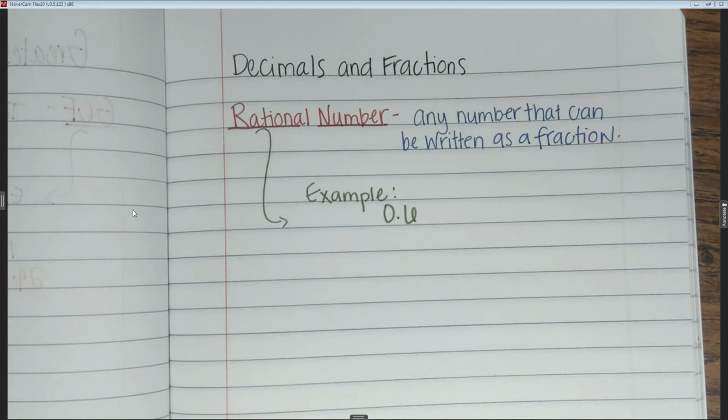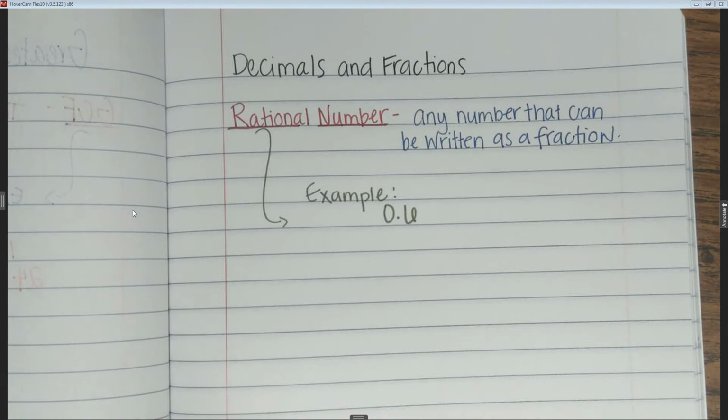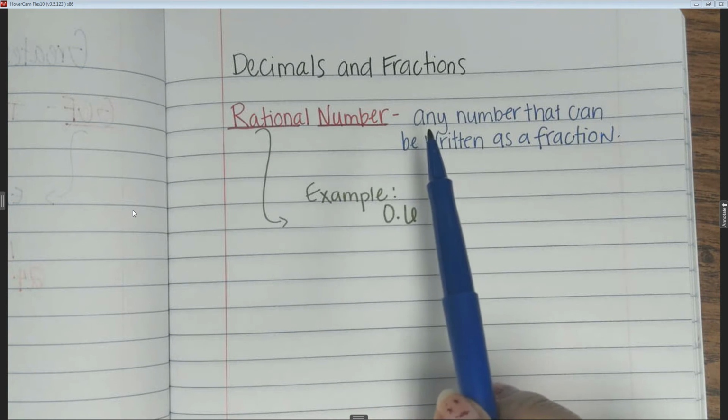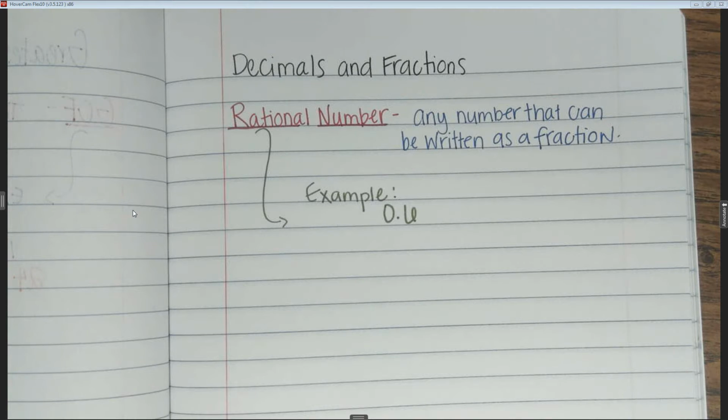One of the things that we are going to talk about are rational numbers. We've talked about integers, and now we're going to discuss rational numbers. A rational number is any number that can be written as a fraction. So we're going to do some examples, okay?